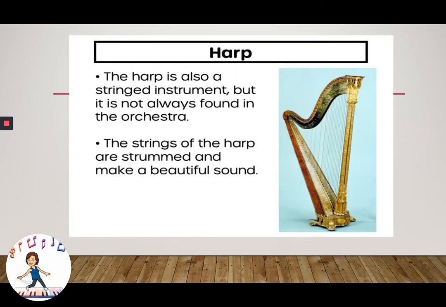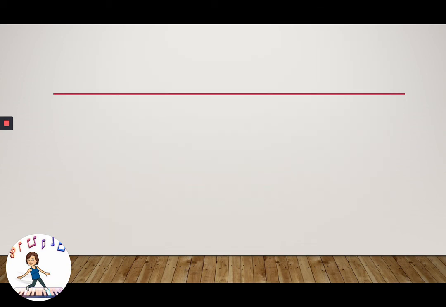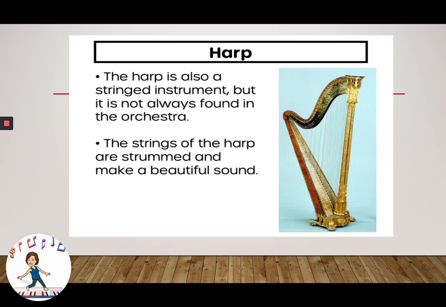Okay. The harp. The harp is also a stringed instrument, but it is not always found in the orchestra. The strings of the harp are strummed and make a beautiful sound. You can also do pizzicato on the harp. So, as we heard, the string instruments of the orchestra are the violin, the viola, the cello, the double bass, also called the stand-up bass, and the harp.